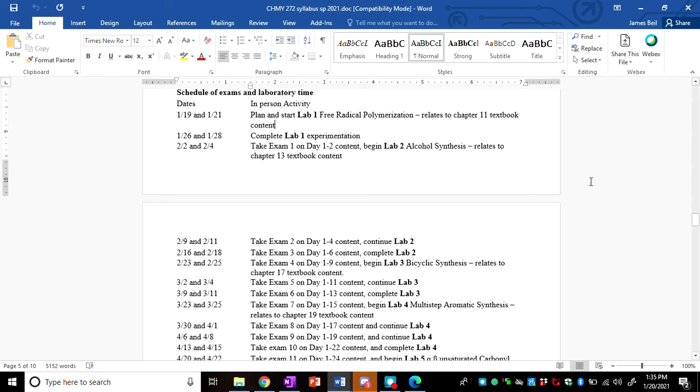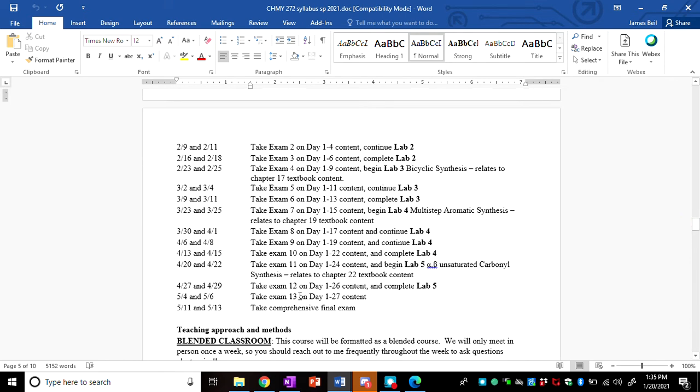But that's the schedule. You'll see there are going to be 13 total exams, again, just like last semester, one almost every week. And then during the finals week, we'll take the comprehensive final exam, which will also be the same as last semester. It won't be the same exam, but it'll be the same type of format, multiple choice format, same as last semester.